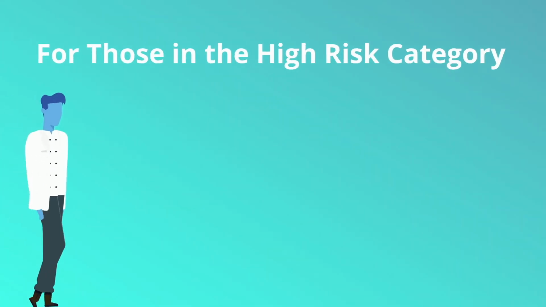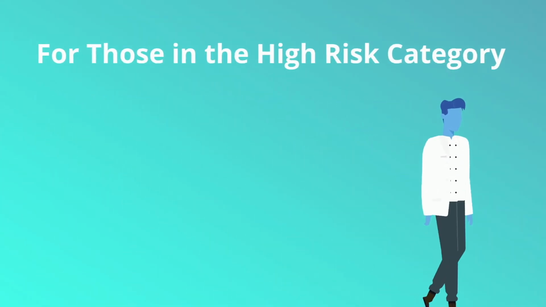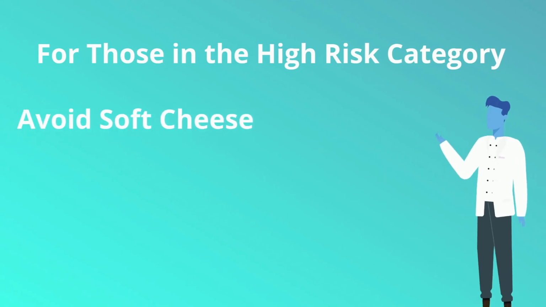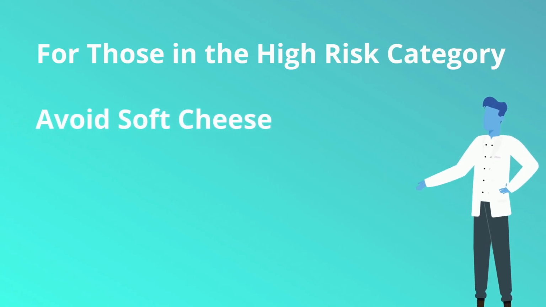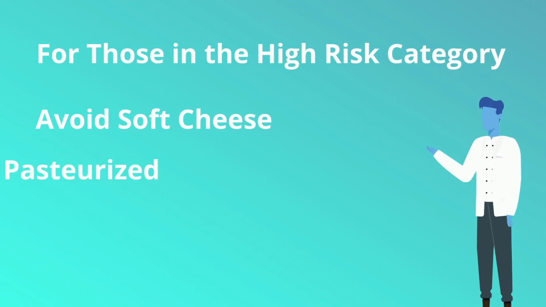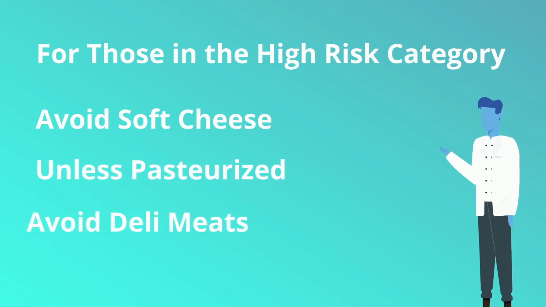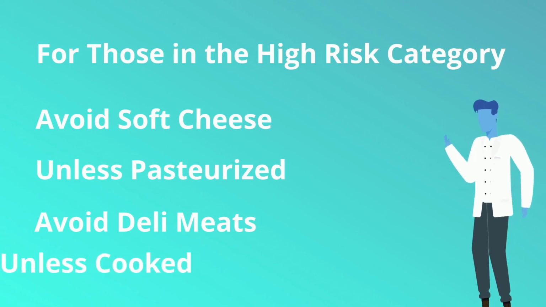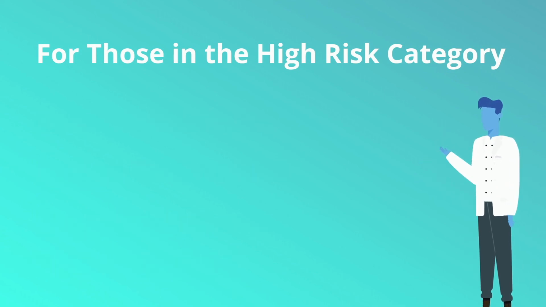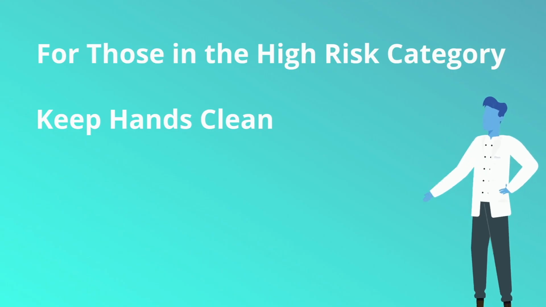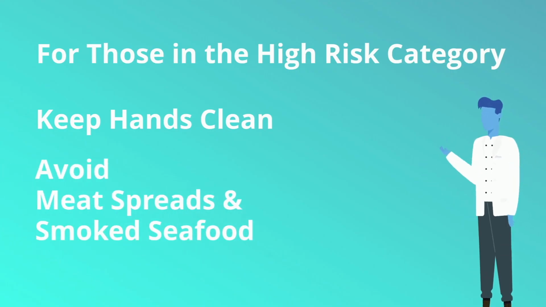Recommendations for persons at high risk, such as pregnant women and persons with weakened immune systems, include: do not eat soft cheeses such as feta, brie, and camembert, unless they have labels that clearly state that they are made from pasteurized milk. Don't eat hot dogs or deli meats unless they are reheated until hot. Wash hands after handling these products, and do not eat meat spreads or smoked seafood from refrigeration or deli sections of the store.